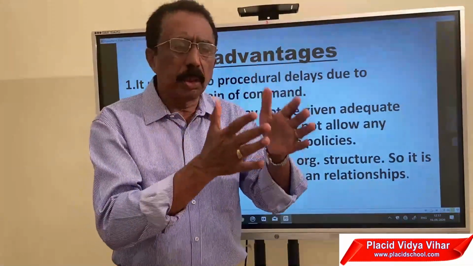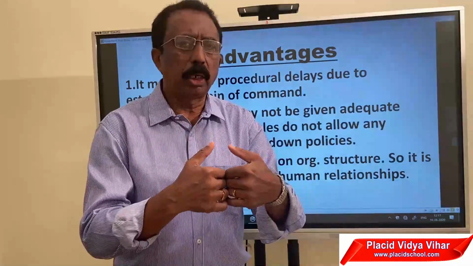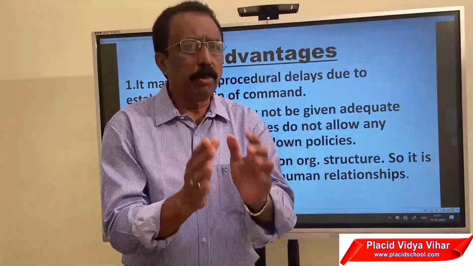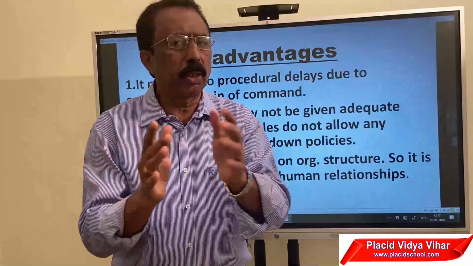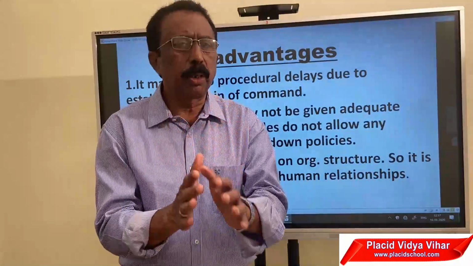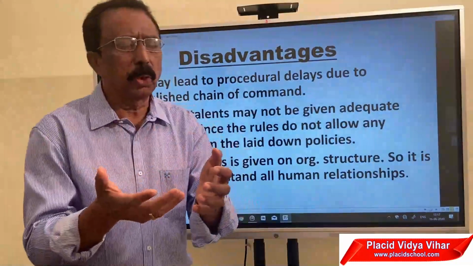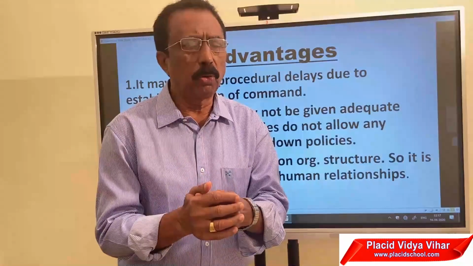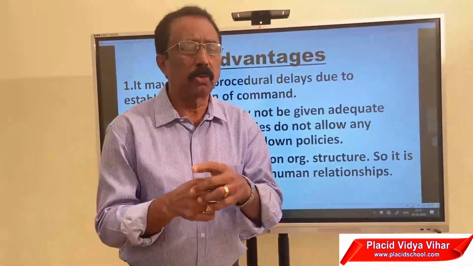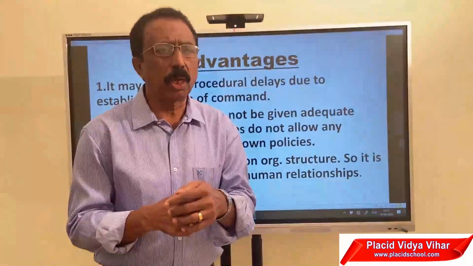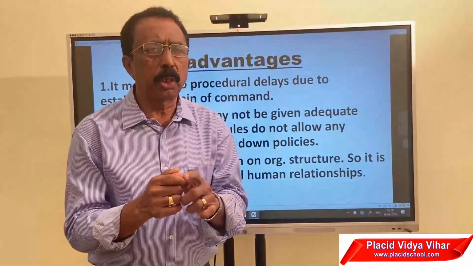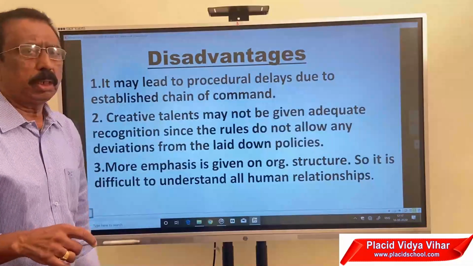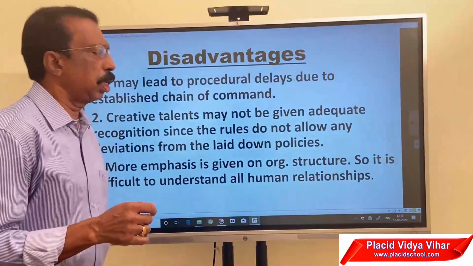A is there, under him there are B, C, D, assistant managers or HODs. So there is a communication channel to be followed. They cannot follow any channel they like. It is compulsory they have to follow that channel. When such lines have to be followed, delays will be there. That is what we have said. One of the main problems with the scalar chain is delay in communication, because they will have to follow a particular line of communication. So it may lead to procedural delays due to an established chain of command.